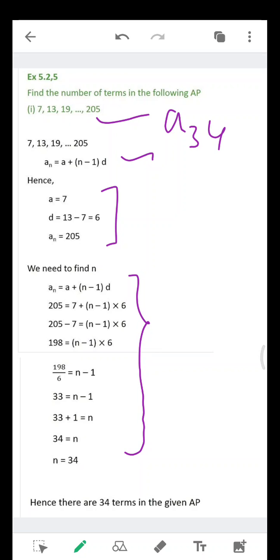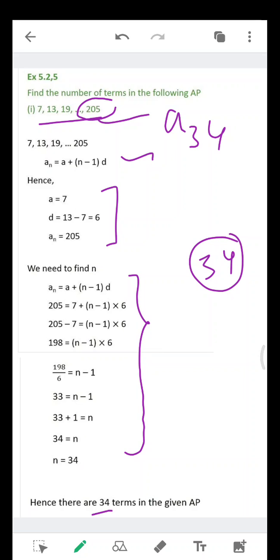Which term is it? 34th. So the last term is the 34th. So how many terms do you feel it has? It has 34 terms. In your class, if the last roll number is 34, imagine the last roll number is 34, then you will get the strength of the class. You can say 34 is the strength of the class. So in this series, the 34th term is the last term, that is 205.